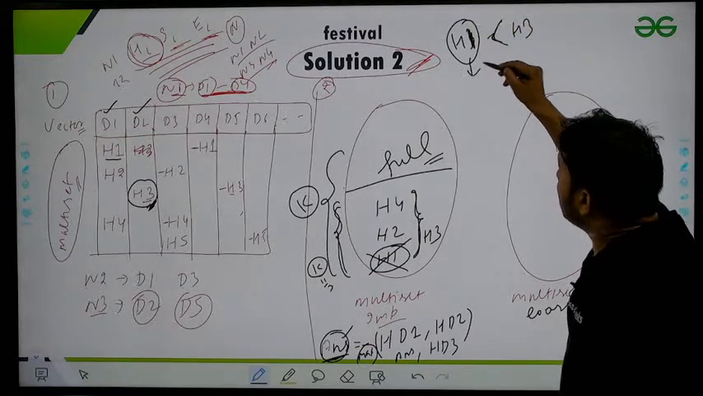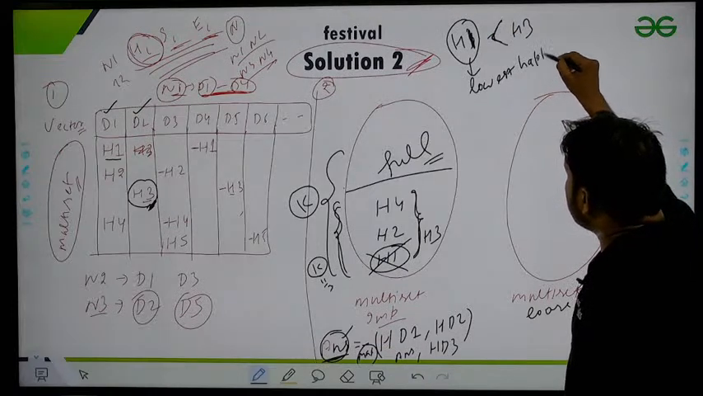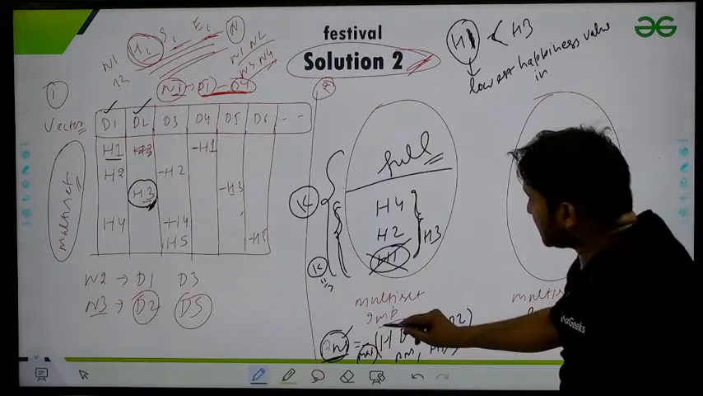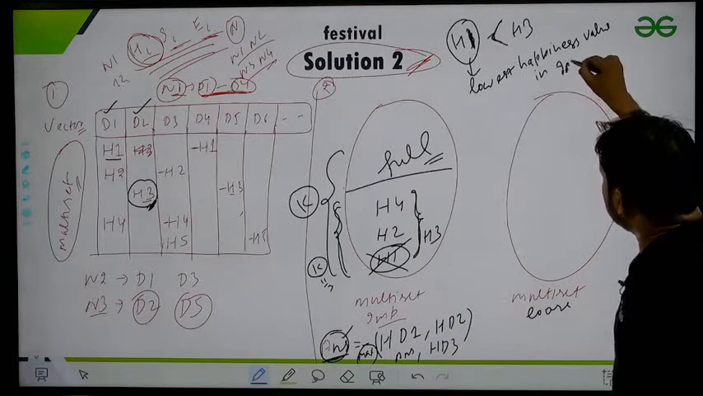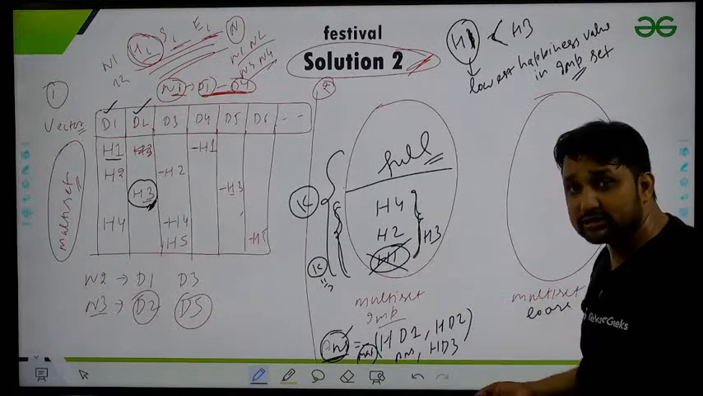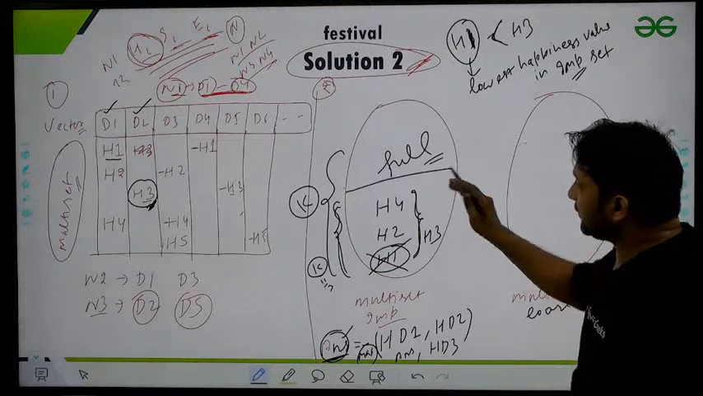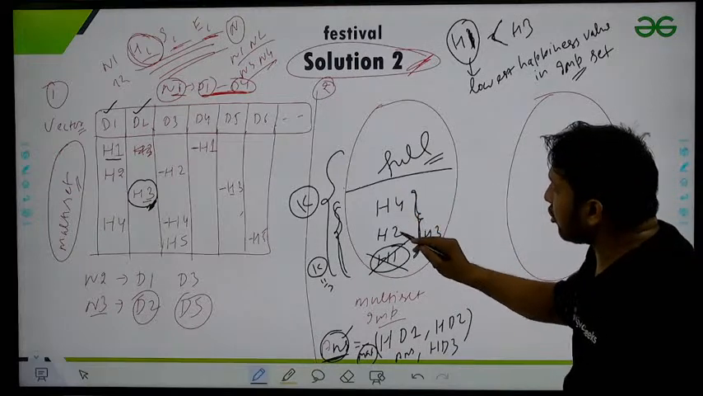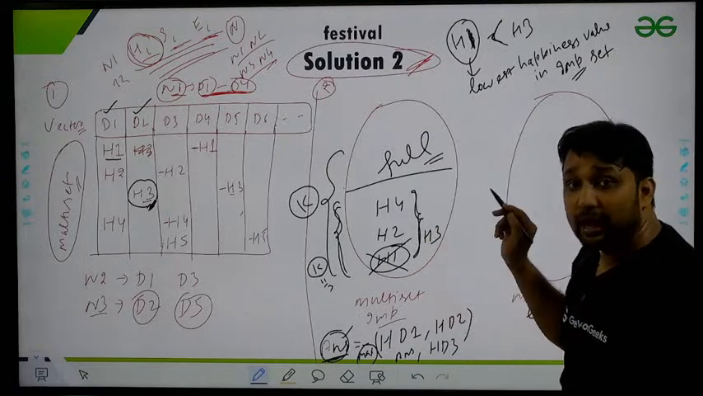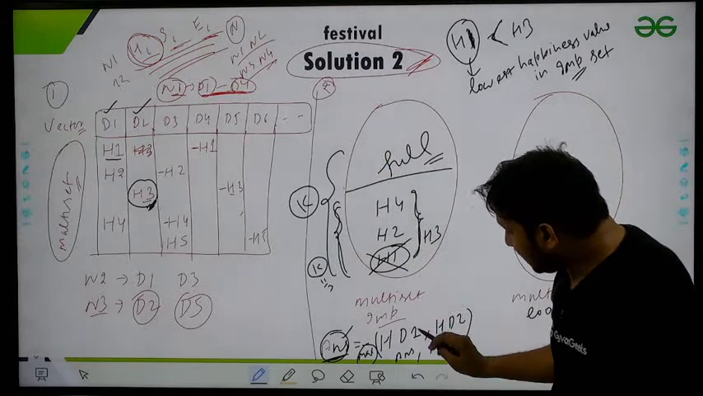And H1 is the lowest happiness value in this multiset. So in this multiset, H1 is the lowest happiness value, so I will replace it with H3. Then I sum H4, H2 and H3, and I get the happiness for day 2 now.